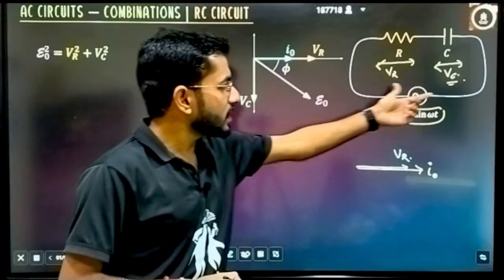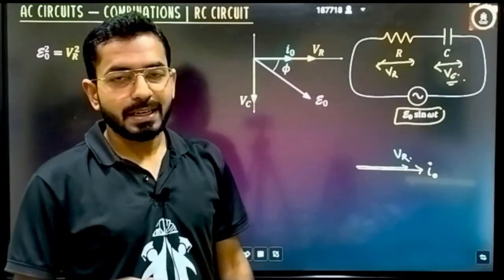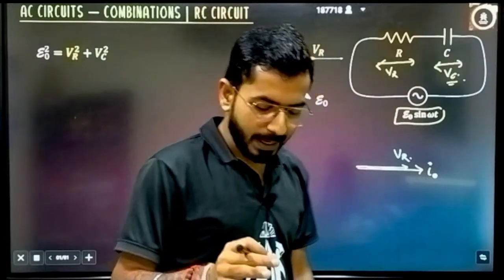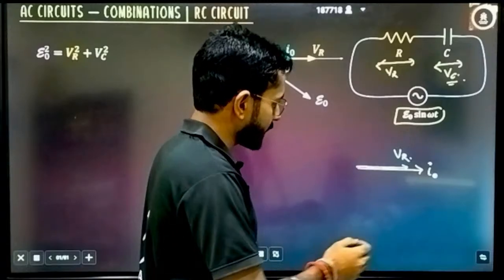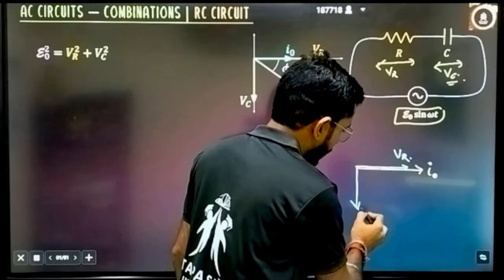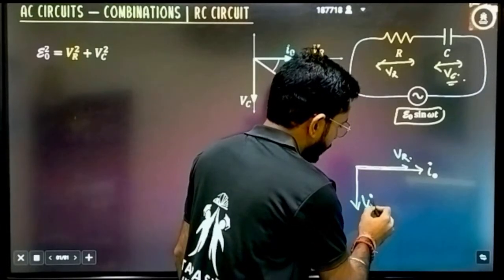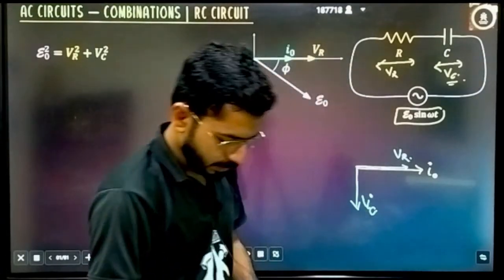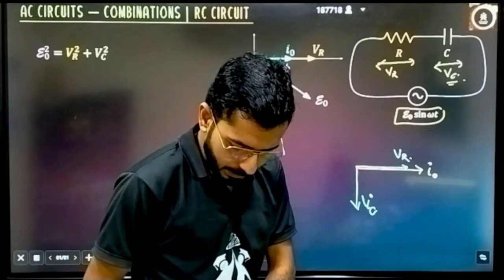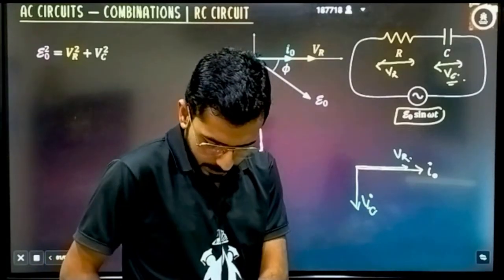Now what about the potential difference across the capacitor? I can say in a capacitive circuit potential lags the current by an angle of pi by 2. So here the angle between current and potential is pi by 2. So this will be the potential across the capacitor. Fine. Now you have to find the result.